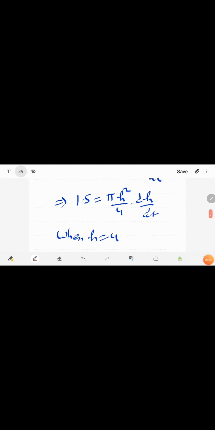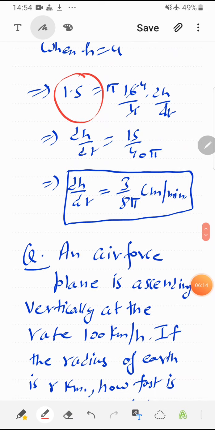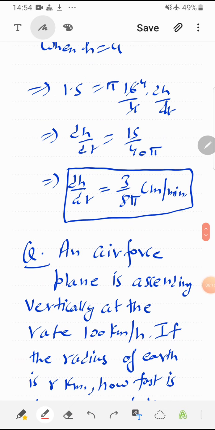So putting all these values, and after doing cancellation, we are left with 15 by 40 pi, or 3 by 8 pi, and we can leave the answer in terms of pi. And final units are very important: centimeter per minute.